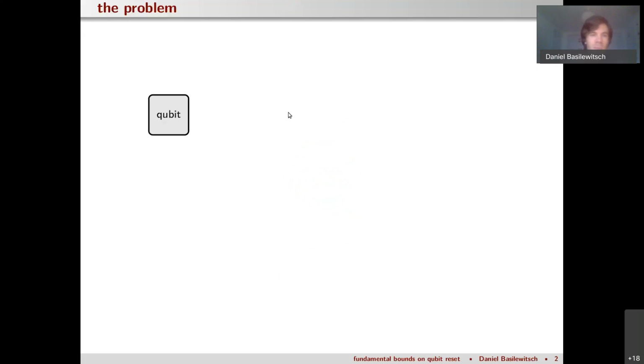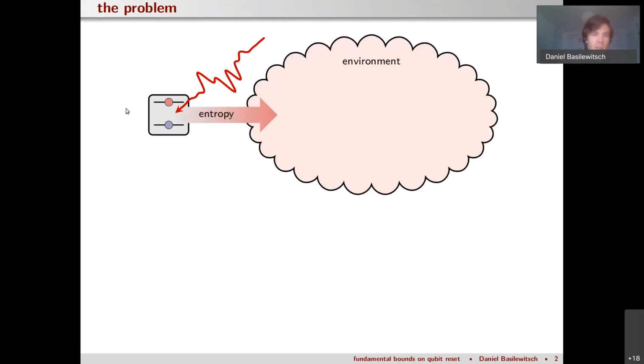So let's assume we have a qubit, which is initially in the ground state, but we are using it in some kind of computation. It's coupling to its environment, so over time it will become mixed. And it becoming mixed means physically that the entropy captured in the qubit is increasing over time. So what we need to do is we want to get rid of this entropy, and we have to do this in some kind of controlled way.